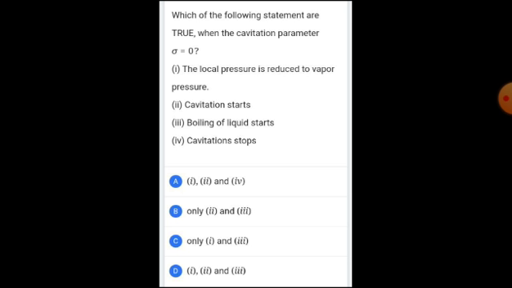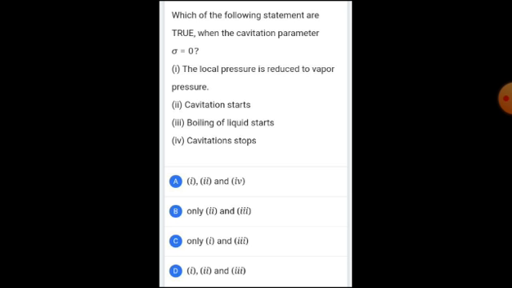What is this? Cavitation starts and cavitation stops. By seeing these two statements itself we can eliminate this option. Then option B, second and third: cavitation starts and boiling of liquid starts. It's okay, but here the earlier stage is not mentioned, the first statement, which is also correct, is not included, therefore this also we can eliminate. First and third: here also the second statement is not included, therefore this is also not possible, hence eliminate it.